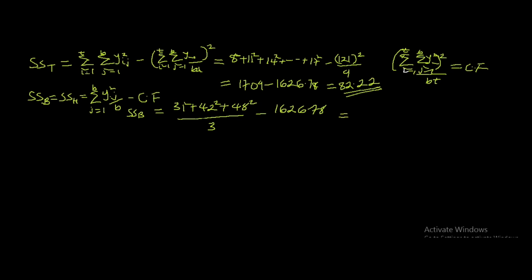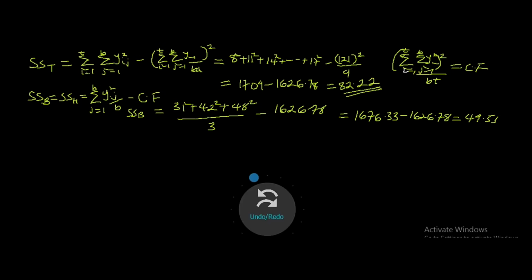So if we do this very well now, you are going to have 1676.33. So this is going to minus this 1626.78, and if you do that well, you are going to have 49.55. 49.55 is the value you are going to have. So that's what we have.